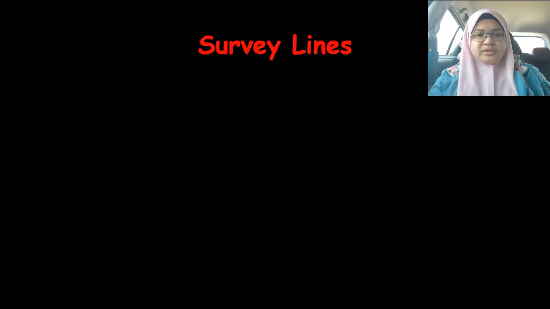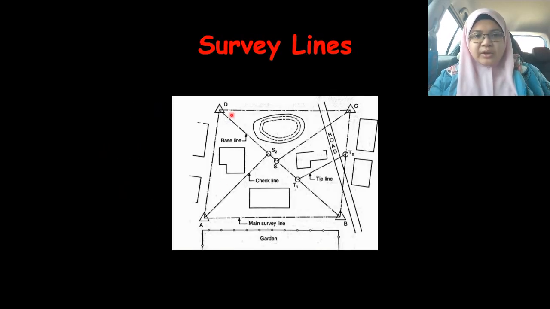So these are the survey lines. As you can see here, we have 4 survey stations, and each survey station is connected by this line, which is called main survey lines. And this longest line is called baseline, and as you can see, all other measurements such as for checking and for subsidiary tie line are based on this baseline.